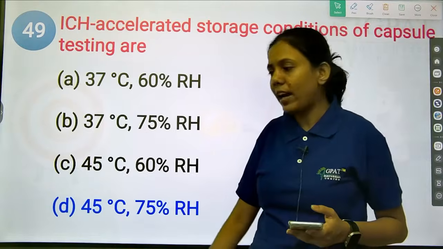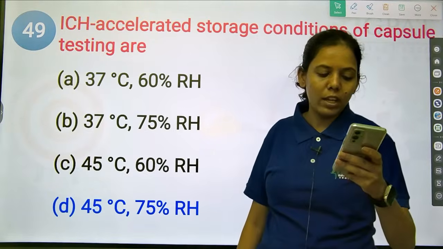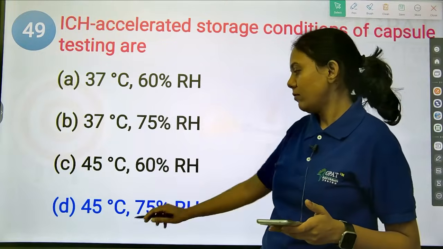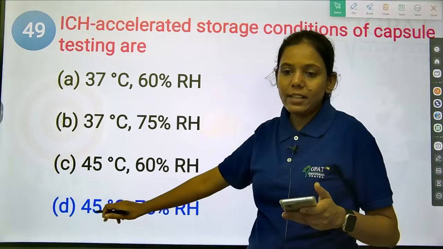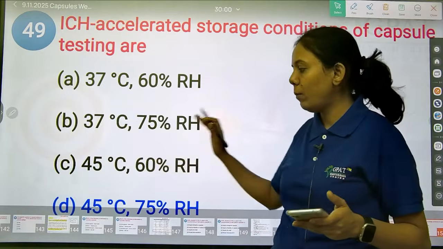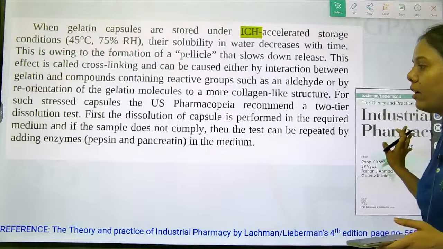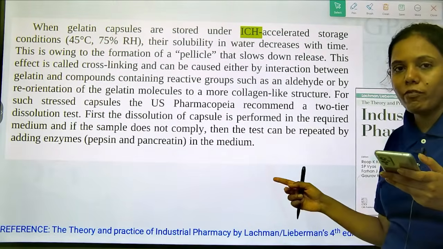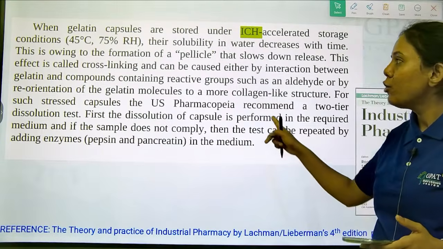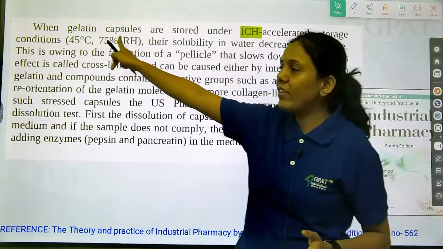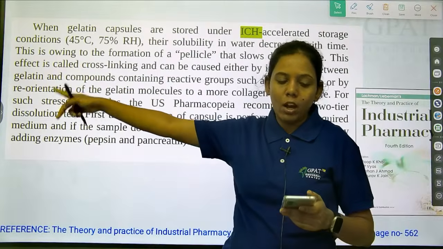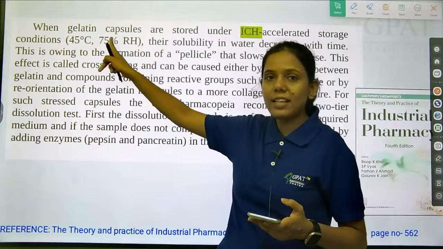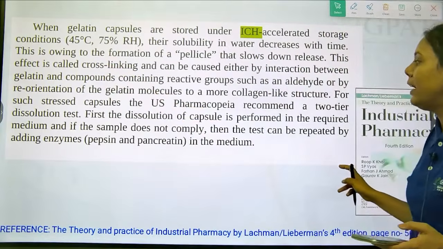But generally for tablet, it will be 40 degrees Celsius. Okay, it is 40 degrees Celsius. It should be 40 degrees Celsius. Make a note of it. 37, it won't be there. Okay, make a note of it. 40 degrees Celsius generally for tablets, but for capsule it will be 45. So in the Lachman also it is given specifically for the capsule, gelatin capsule. Normal tablet is 40 degrees Celsius, but the capsule is 45 degrees Celsius, 75% relative humidity.